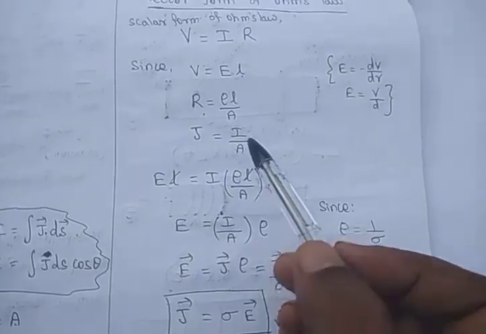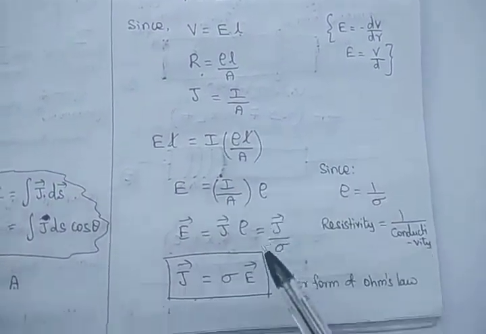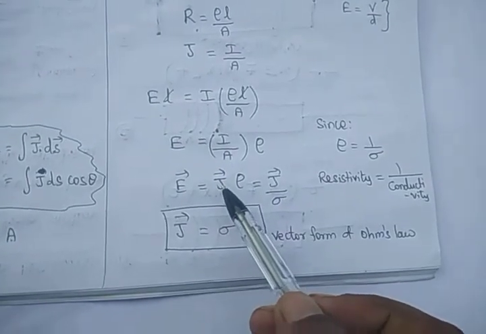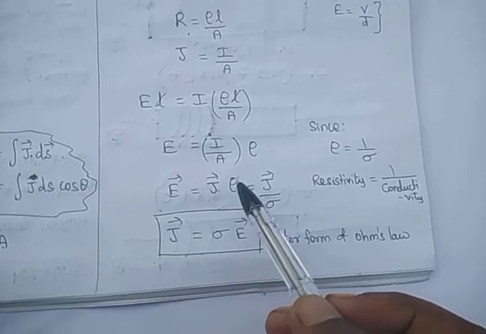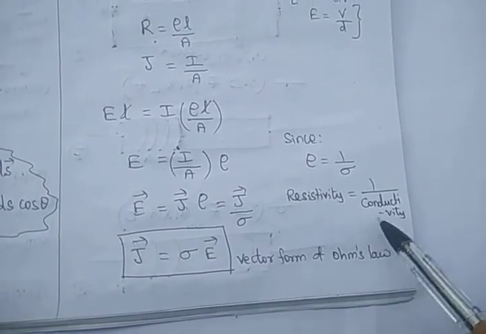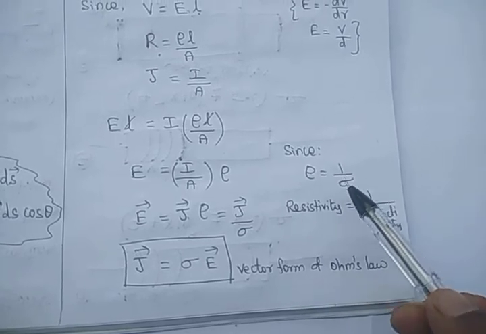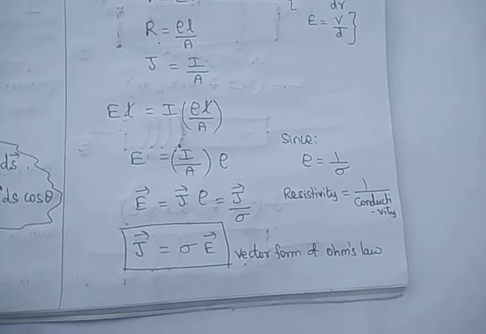What is I by A? Yes, current divided by area. Current per unit area is called the current density. We can put current density J vector. The electric field is a vector. Then rho is the resistivity. The resistivity and the conductivity are inversely proportional. So rho is equal to 1 by sigma. Rho is the resistivity. Sigma is the symbol for conductivity.